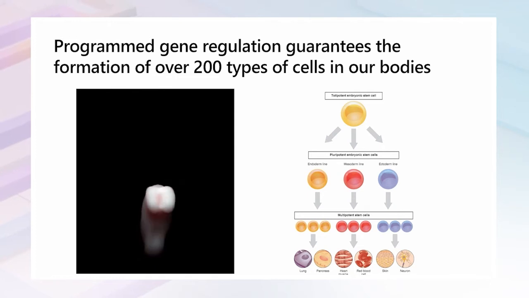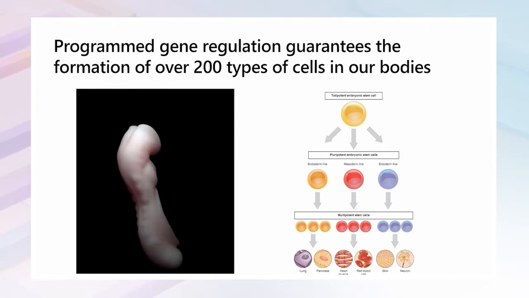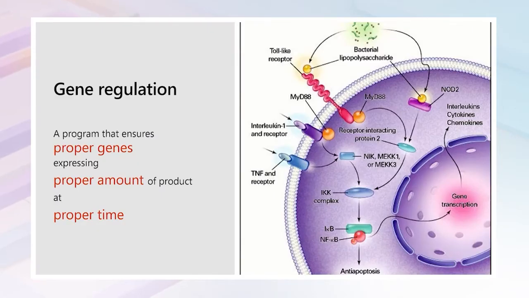But talking about gene regulation, what is it? Gene regulation is the process of turning genes on and off. It is a well-programmed and sensitive mechanism that ensures proper genes expressing proper amounts of product at the proper time. It is not only the basis for the development of multicellular organisms, but also allows all types of creatures to respond to environmental stimuli promptly.